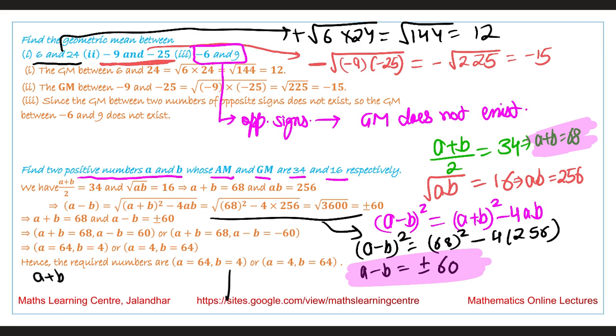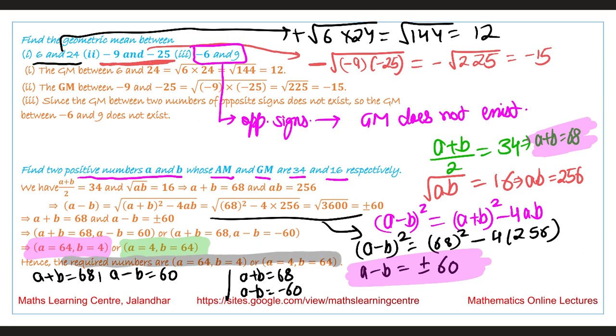It is a plus b is 68, a minus b is 60, and a plus b is 68, a minus b is minus 60. Now if we solve both these pairs of equations, we obtain a is equal to 64, b is equal to 4, or a is equal to 4 and b is equal to 64. So we are saying the required numbers are a is equal to 64 and b is equal to 4, or a is equal to 4 and b is equal to 64. So these are the two positive numbers that we can have.